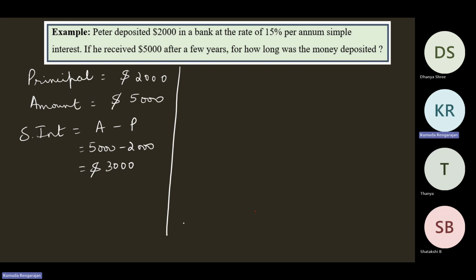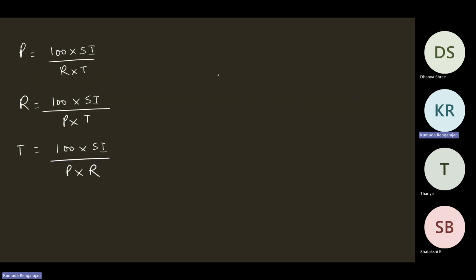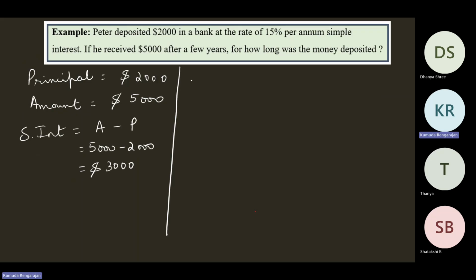Now, that's not the question. The question is for how long was the money deposited, which means you'll have to find the time. So what's the formula to find time? Time is equal to 100 into SI by P into R. Time is equal to 100 into SI by principal into rate. You can write T itself. Sometimes capital letter N is also used to denote time, the number of years. So you can use N or T.